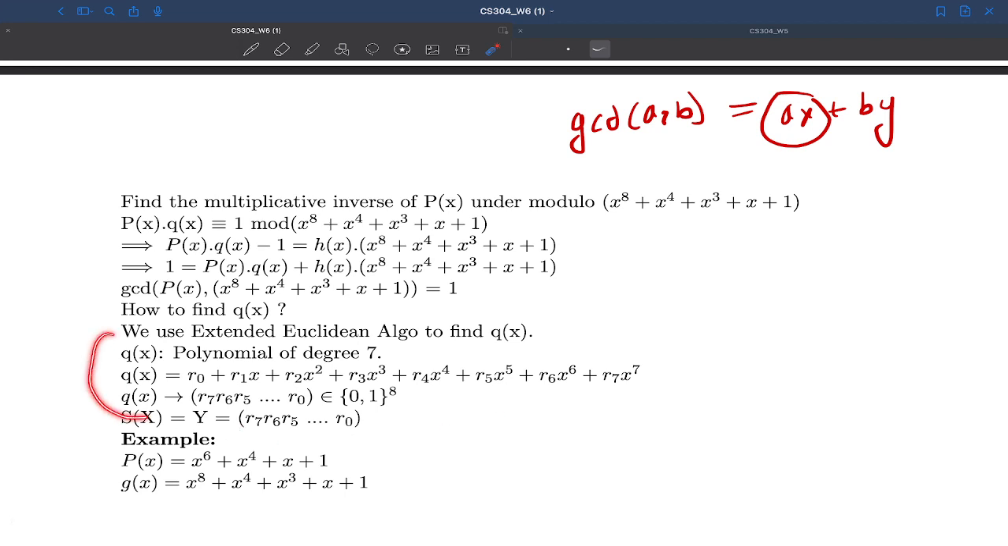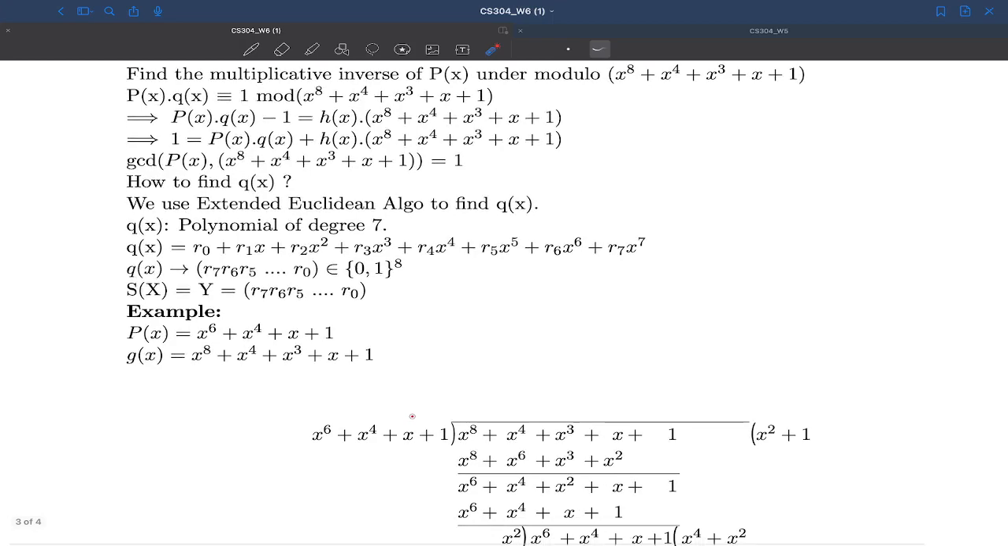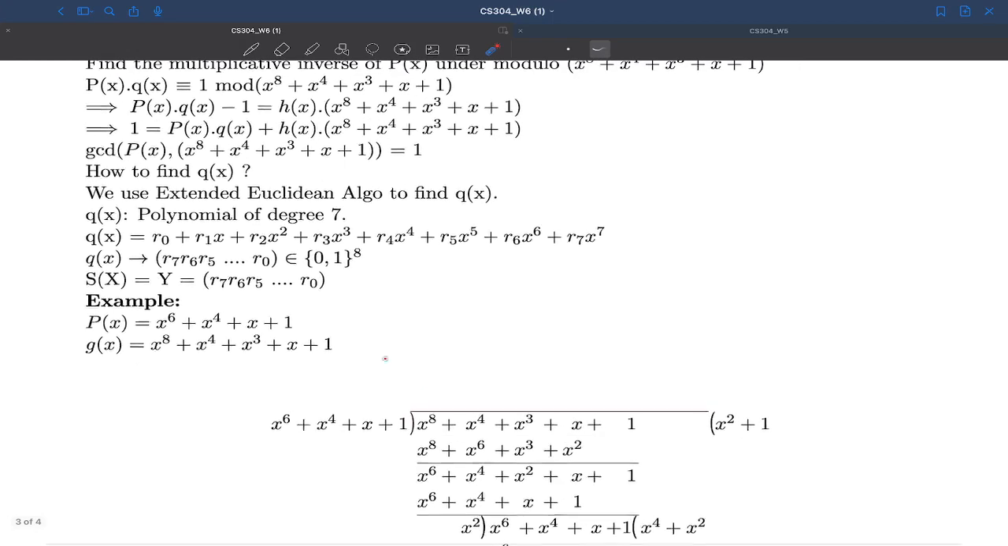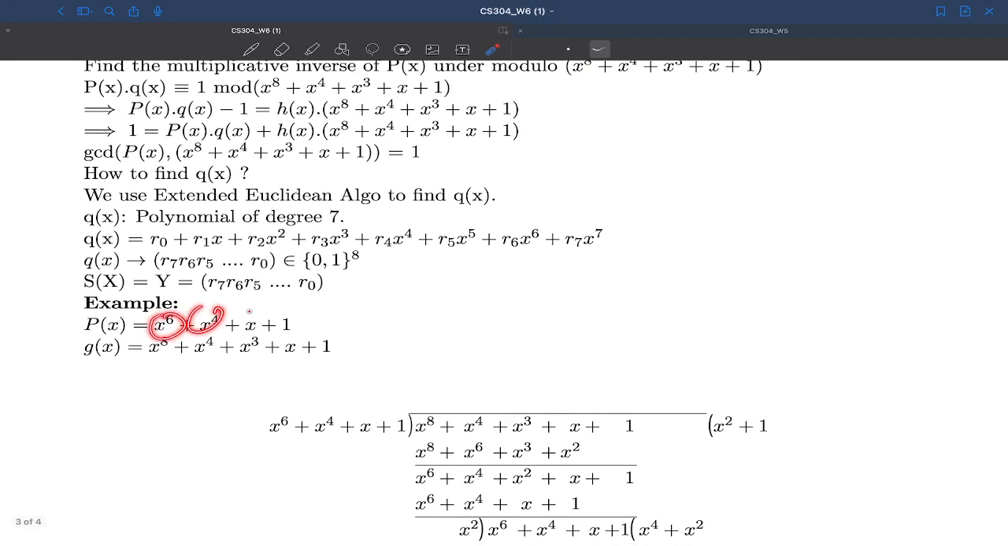So we will come back to these points, but first of all, let's see how to find the inverse. I am taking an example here. Let's say my p(x) is x^6 + x^4 + x + 1. I have taken a particular example of p(x). The GCD is the same, g(x) is the same, under which modulo is defined. So I want to find the inverse of this x^6 + x^4 + x + 1 under modulo this g(x).